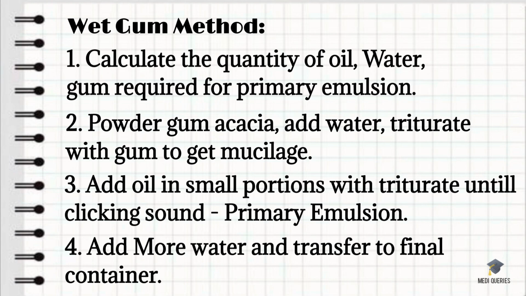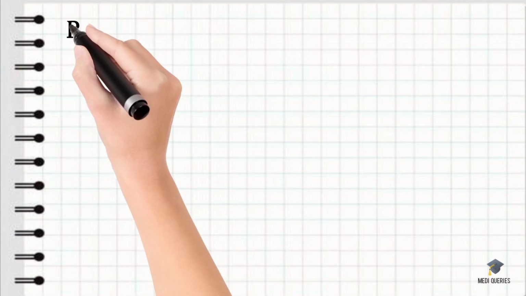So here, add more of the water in small proportion to the primary emulsion with trituration to produce the required volume, and then stir thoroughly so as to form a uniform emulsion, and then transfer the emulsion to a bottle, cork it, label and dispense. Okay, so we'll see an example for this.